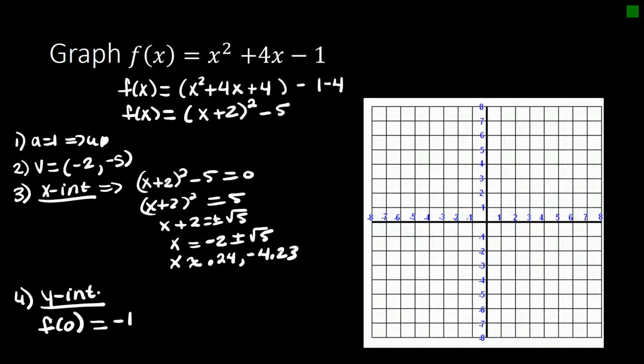So let's plot this. We have a vertex of (−2, −5). We have a y-intercept of −1. We have 0.24, very close to the origin. Then we have −4.23, which is somewhere about here. This parabola points upward. And that is the graph.